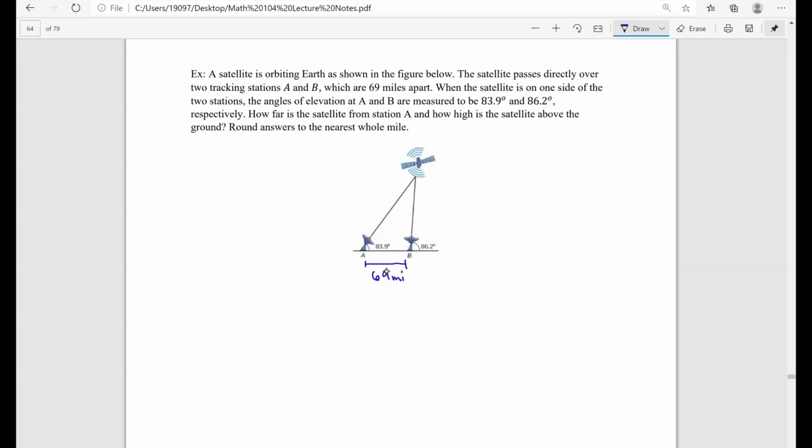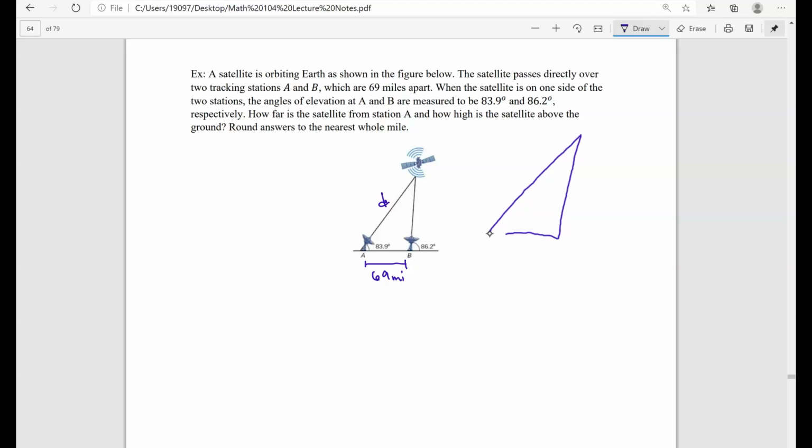So how far is the satellite from station A, and how high is the satellite above the ground? So you kind of are looking at a couple of things. So the first thing is that you want to figure out how far is a satellite from station A. So you basically are looking for this distance. So let's just say D is a distance. Okay, so one of the things that you can do is let's try to break up this triangle. So here's kind of like what you're gonna have to do.